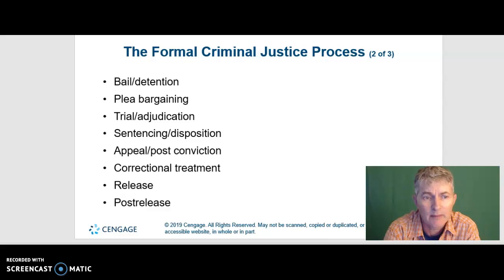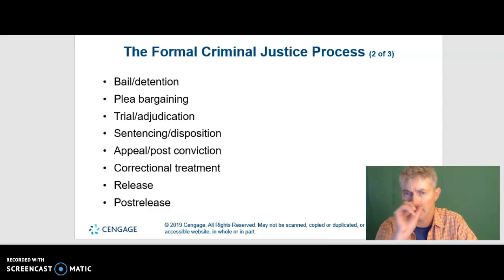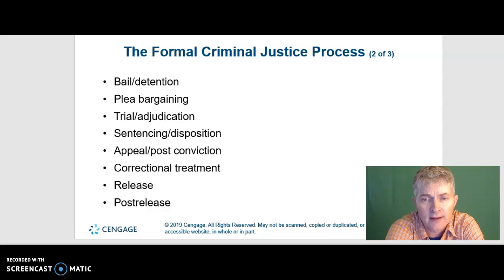Next step, bail and detention. This is, once again, a formal process. All of this is formal, wherein the decision is made on whether to release the suspect from custody pending trial. Bail is a payment to the court in cash or some sort of tangible property that ensures the suspect will return for adjudication.